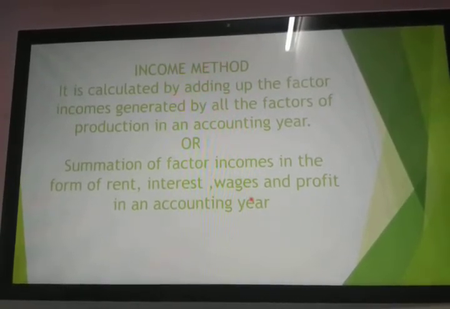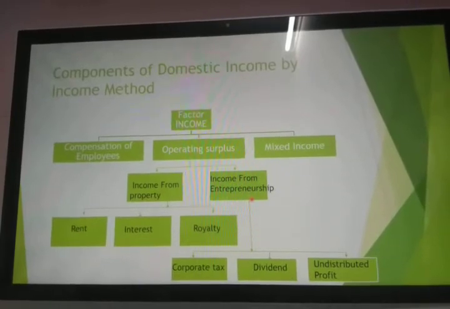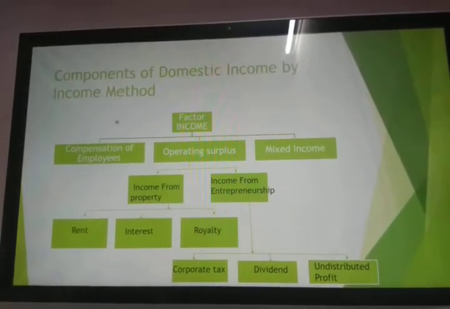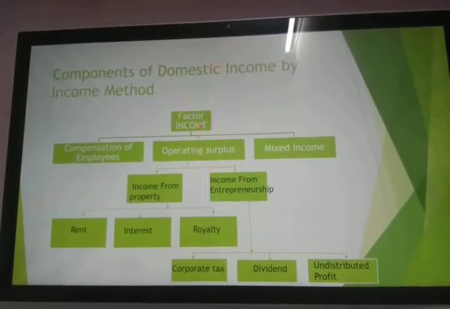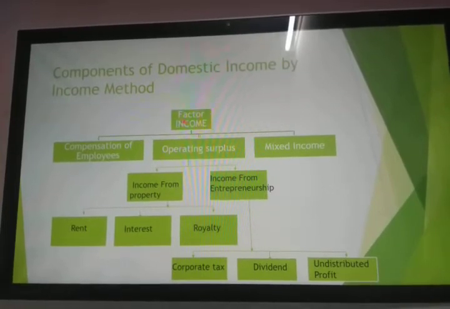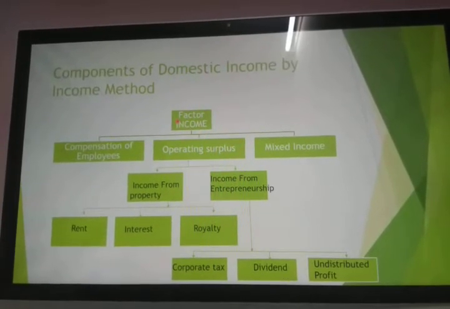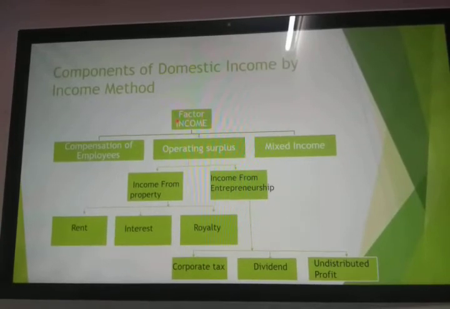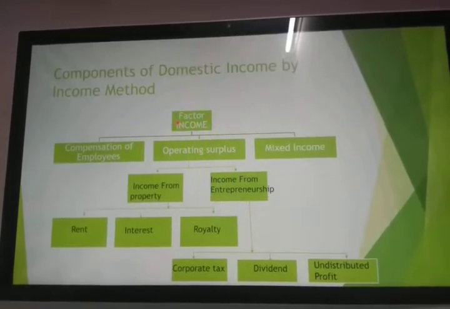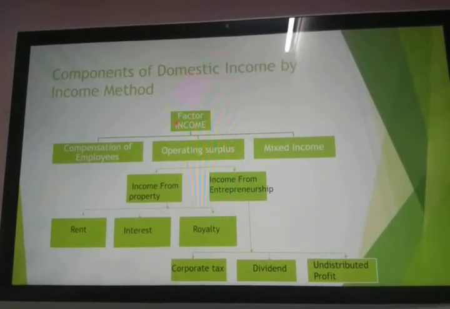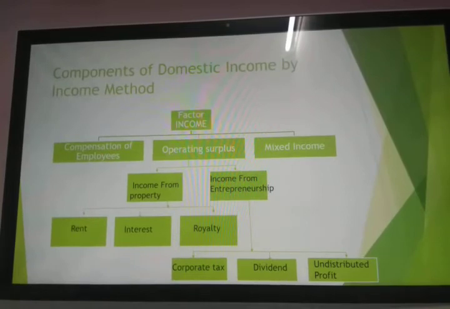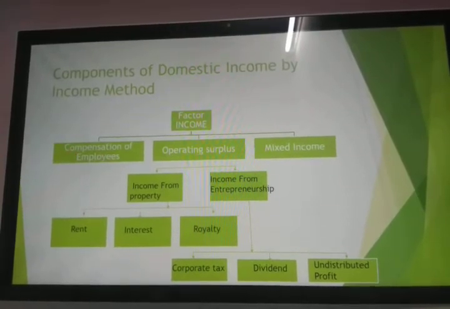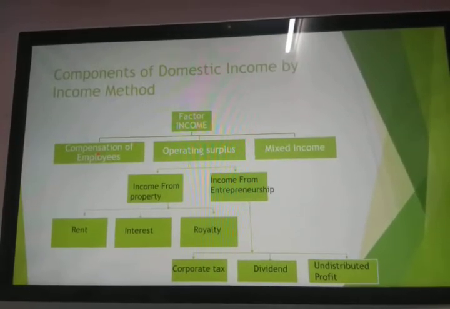Now let us see the components of domestic income in the income method. This factor income, which we were discussing as rent, interest, profit and wages, is the income earned by factors of production. But it is going to be very difficult if we take it this way. To make it clearer and wider in concept, this factor income is divided into three main categories. First is compensation of employees.